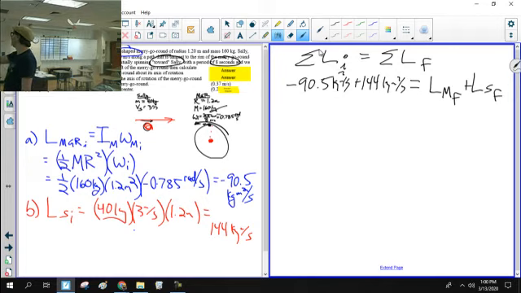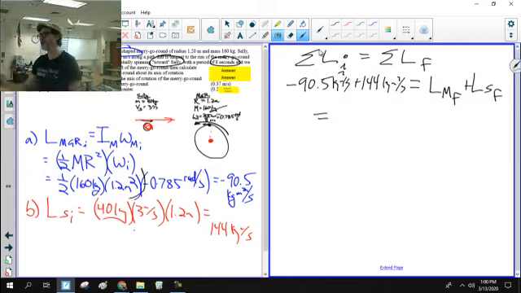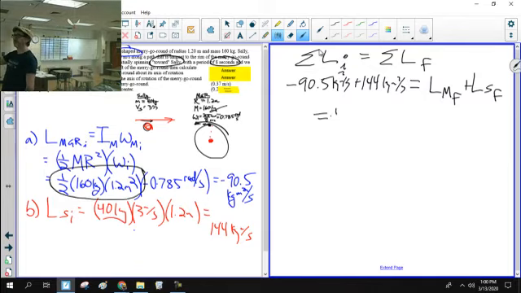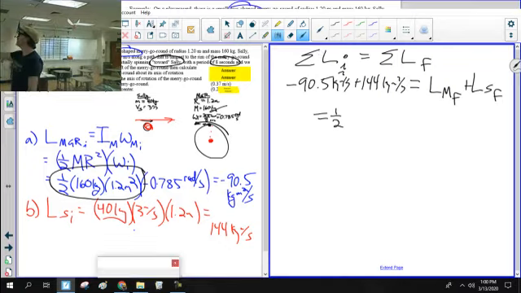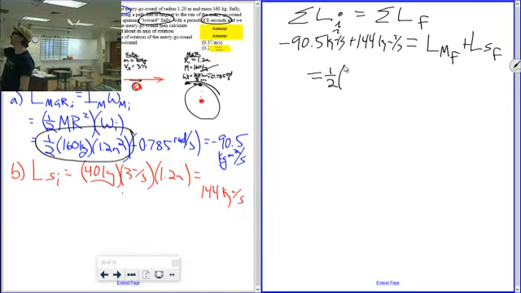So the left-hand side of that equation is this. Angular momentum of the merry-go-round, well, that's I times omega. Well, I is just this again, right? So 1/2 times 160 times 1.2 squared. There's the rotational inertia of the merry-go-round times its final angular velocity.